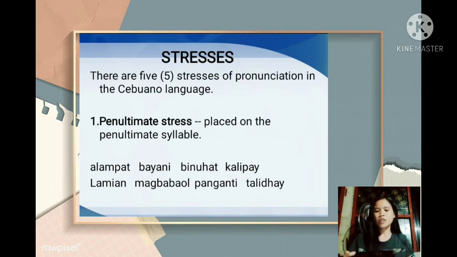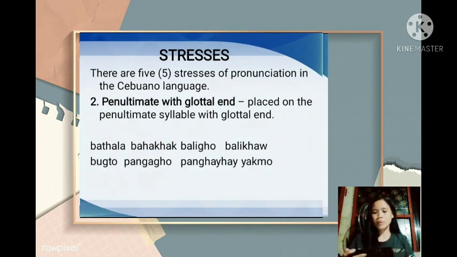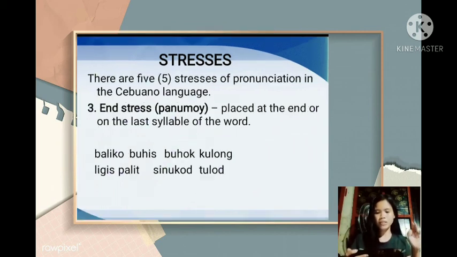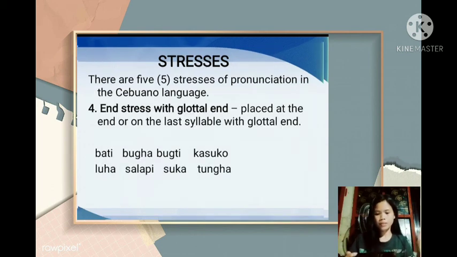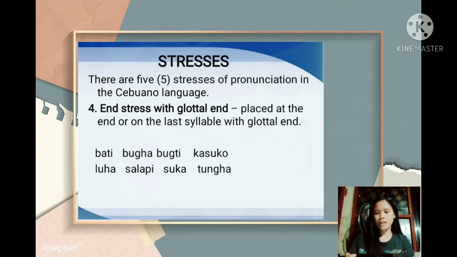Stresses. There are five stresses of pronunciation in the Cebuano language. The first, penultimate stress, placed on the penultimate syllable. Example is alampat. The second is penultimate with glottal end, placed on the penultimate syllable with glottal end. Example is bathala. The third, end stress or panumoy, placed at the end or the last syllable of the word. Baliko, buhis, buhok.